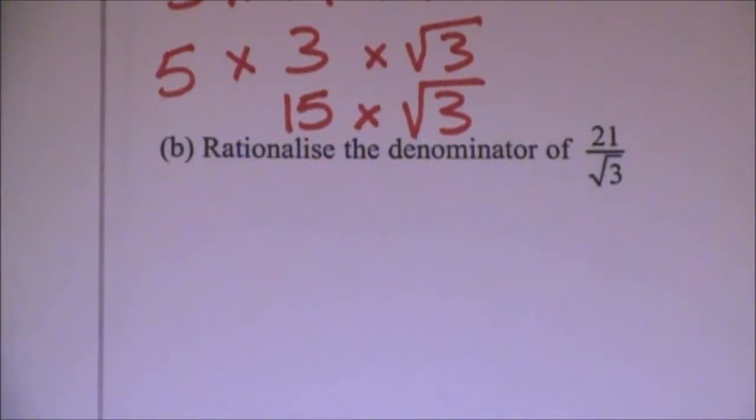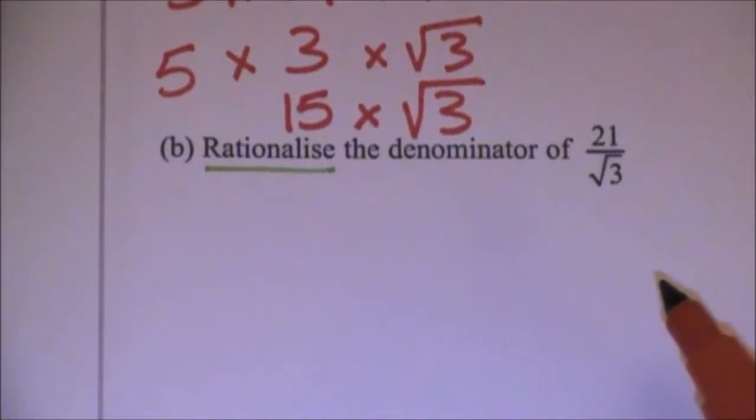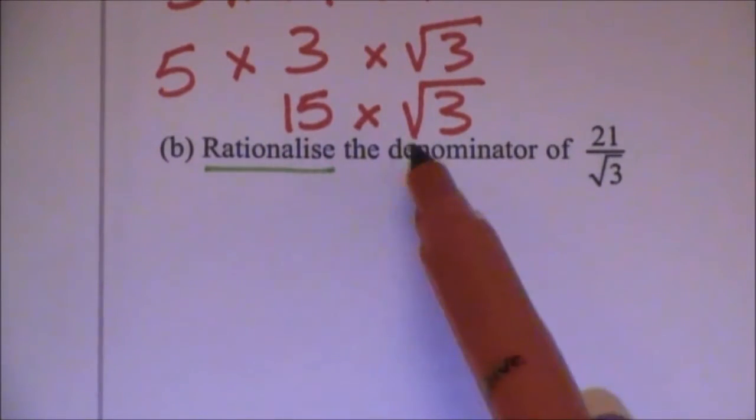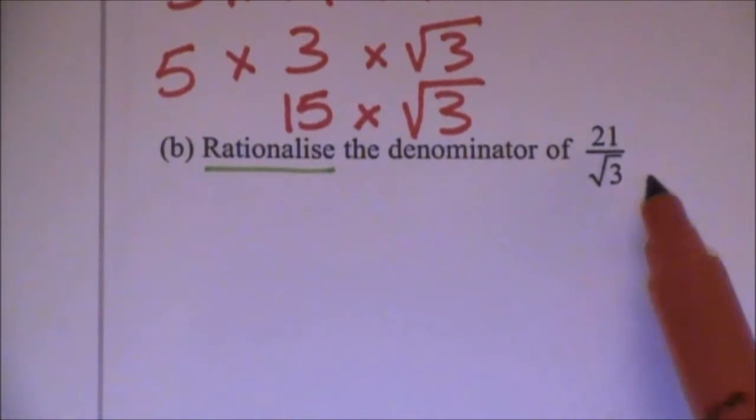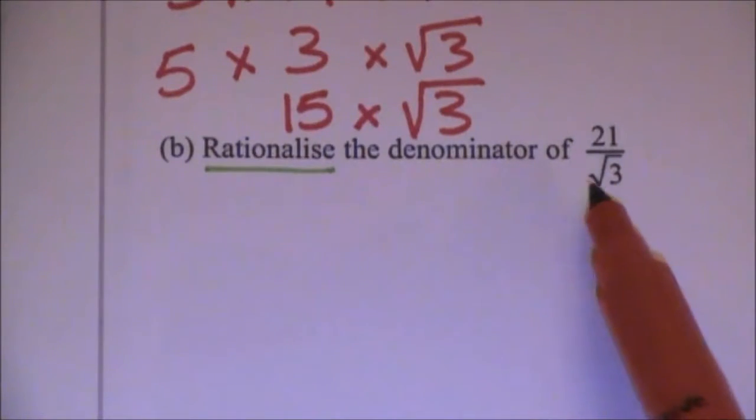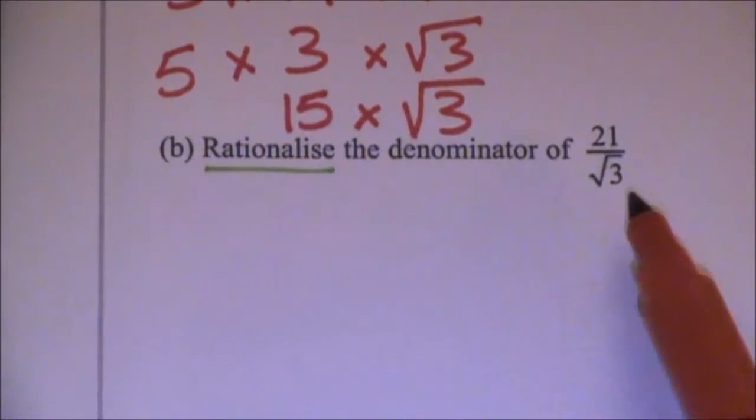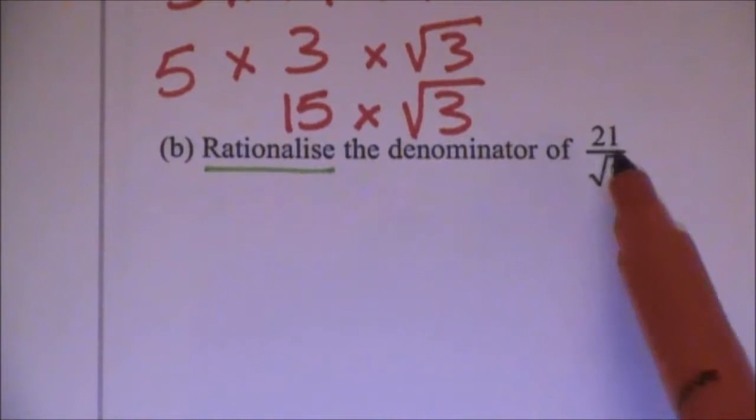For part B, they want us to rationalise the denominator, and in order to rationalise the denominator, you need to understand first of all that a denominator is the bottom number of the fraction, and in order to rationalise it, I want anything there other than a root.